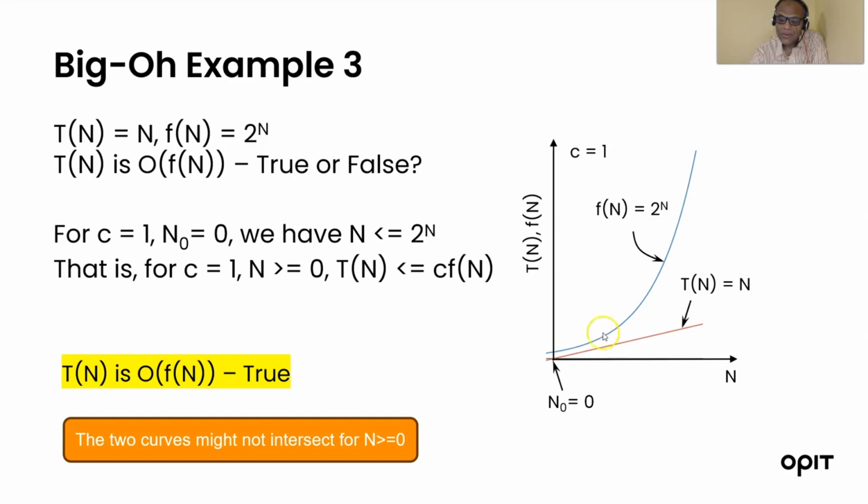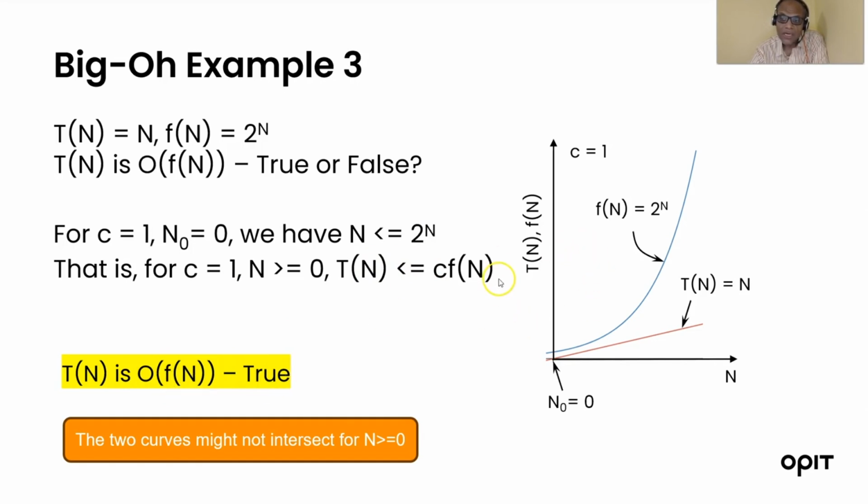So here, as opposed to the previous examples, you see that these two curves are never intersecting. Okay. But still, we can make a claim that for all values of n, we have T(n) is below f(n). Or in other words, for c equal to 1 and n greater than 0, we have the condition T(n) less than or equal to c times f(n) satisfied, which means T(n) is big O of f(n). That statement is indeed true.